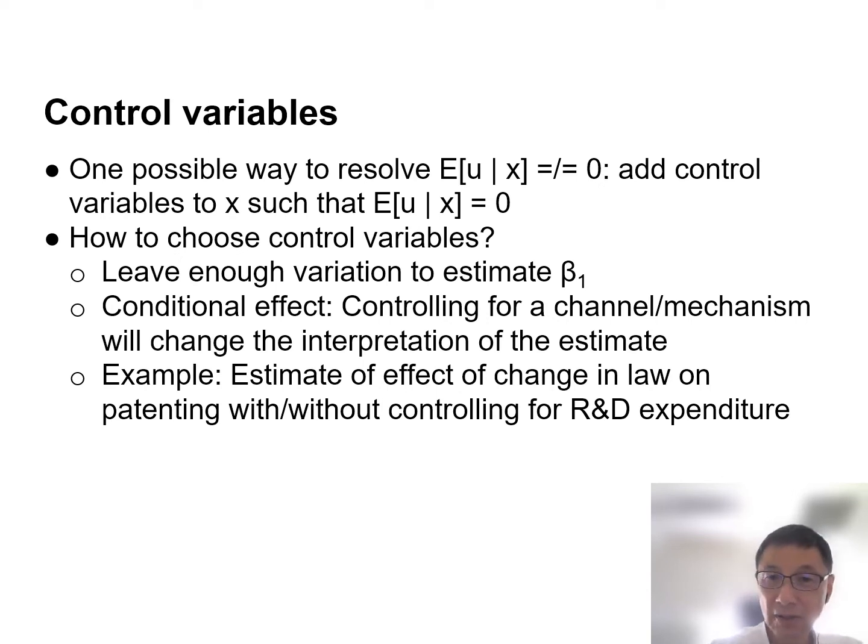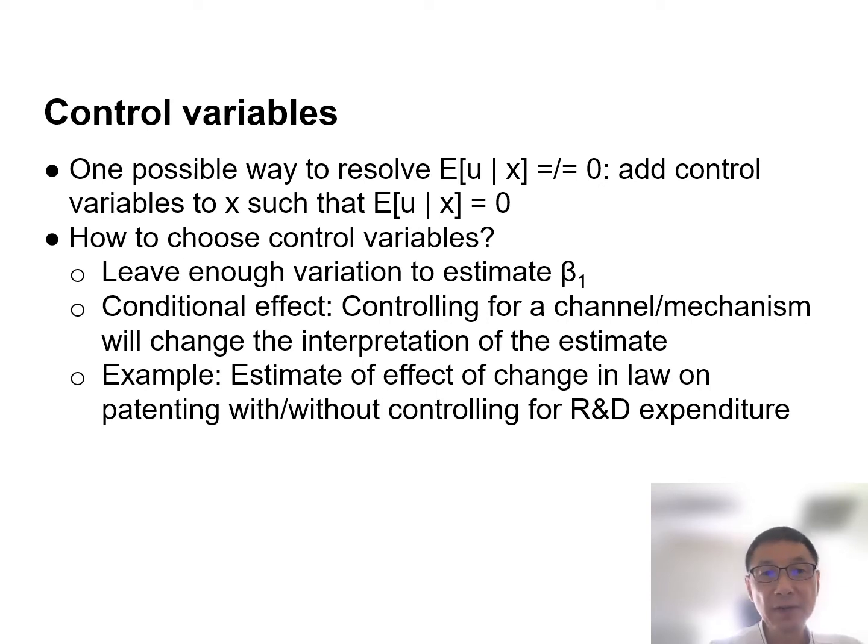How do we choose the control variables? Two things to consider. We want to leave enough variation in the y and x to be able to estimate the beta subscript 1. So we want to avoid over-controlling. Another thing to bear in mind is that the interpretation of the estimate of beta subscript 1 will depend on the control variables that we include.